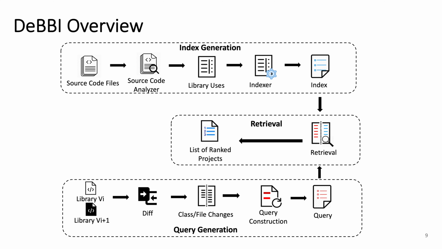And here is the overview of our DBBI. We have three parts. We generate the index from source code as documents. Meanwhile, we generate diff changes as the query. And then we retrieve which project could be the most relevant one that may have a BBI bug.